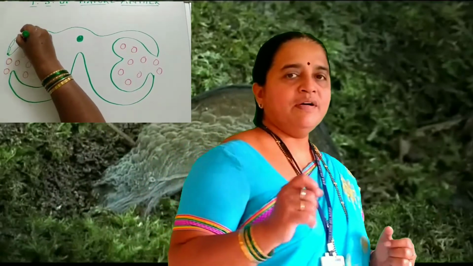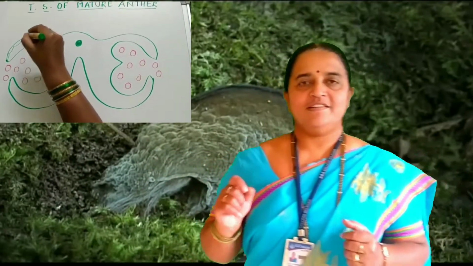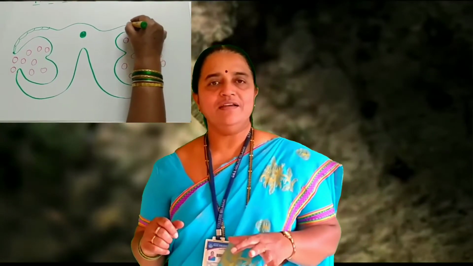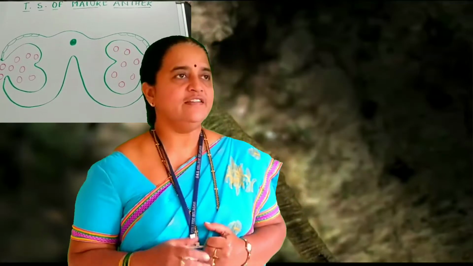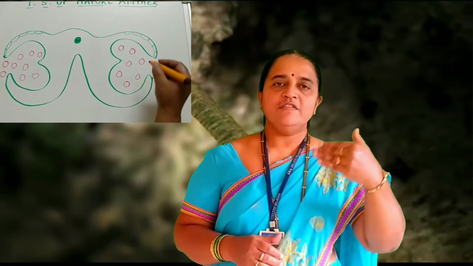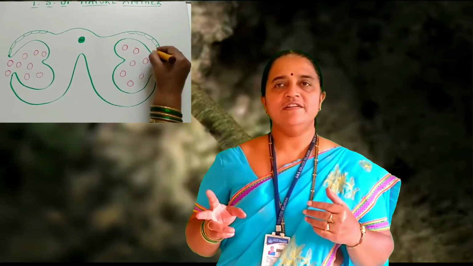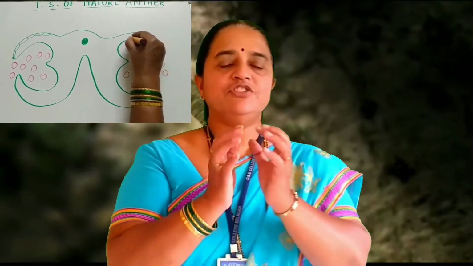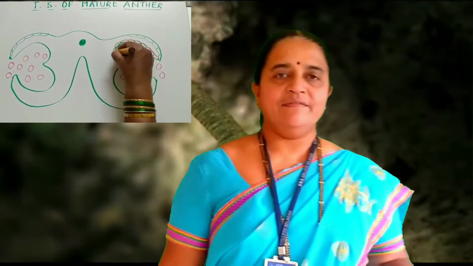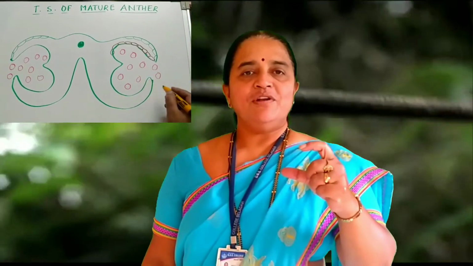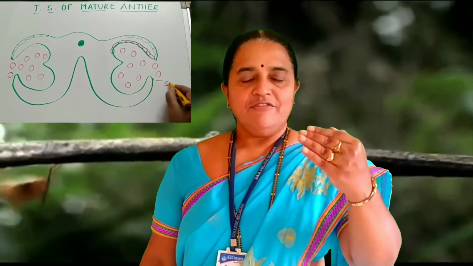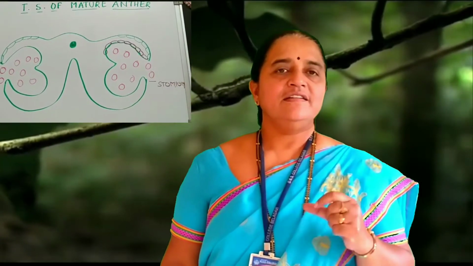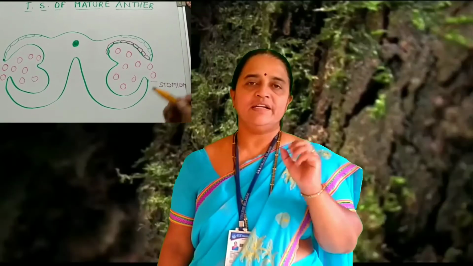Now this pollen mother cell or microspore mother cell undergoes meiotic divisions. As you already know, meiosis includes two divisions and it is a reductional division. So meiosis 1 gives two haploid cells known as pollen dyad. Meiosis 2 gives four haploid cells which are together known as pollen tetrad. Now from this pollen tetrad further differentiation begins.